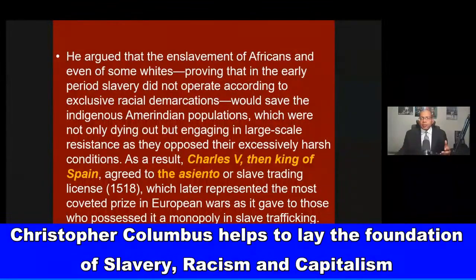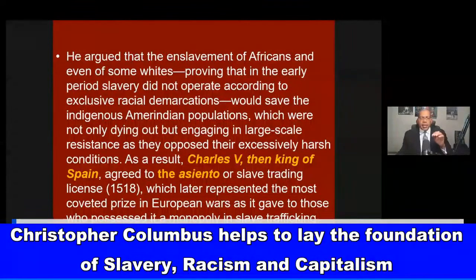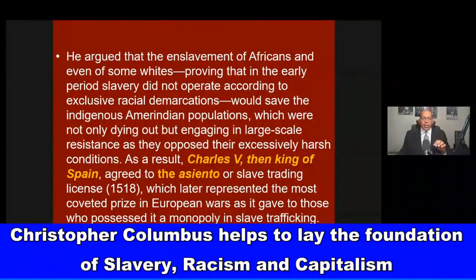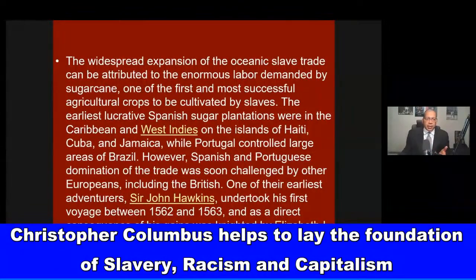As a result, King Charles V of Spain agreed to the Asiento de Negros, or slave trading license of 1518, which later represented the most coveted prize in European wars, as it gave to those who possessed it a monopoly in slave trafficking. And this drastically expands the transatlantic slave trade.